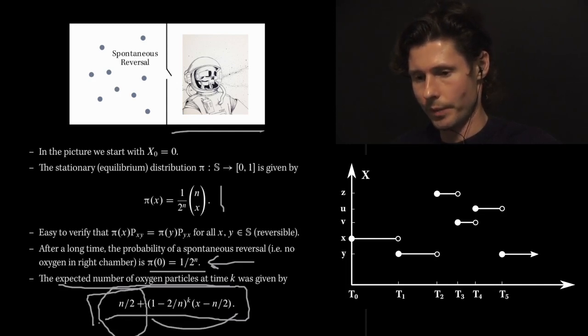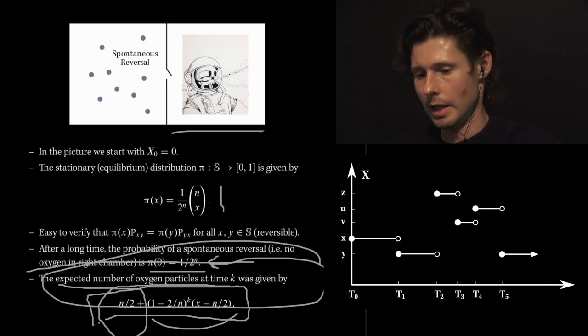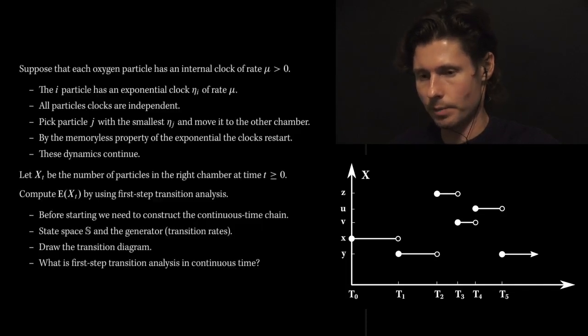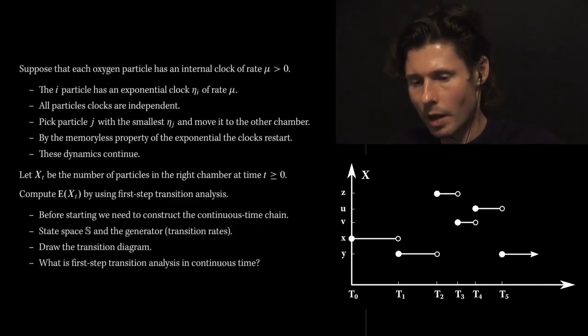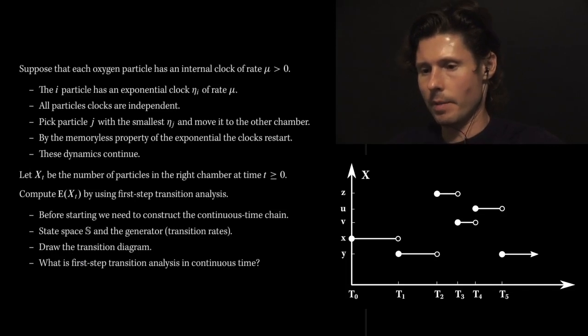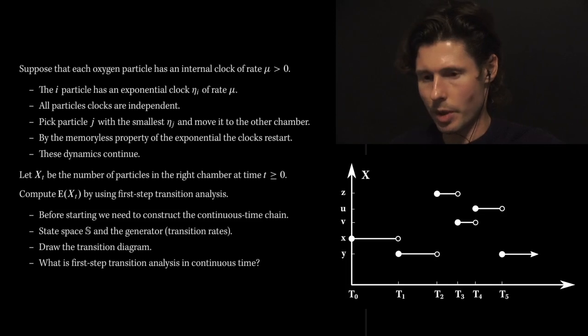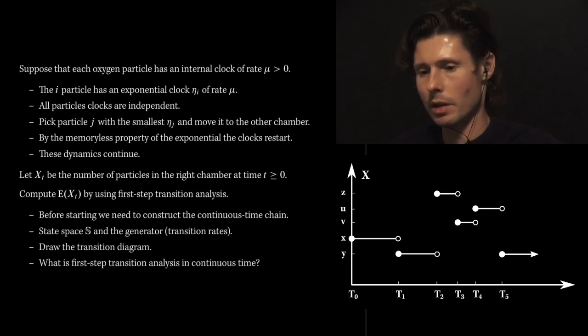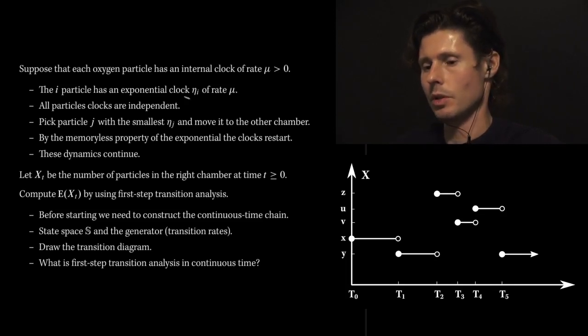We're now going to have to think about what all this means in continuous time, and I'm going to show you how to run this calculation. How do you get the expected number of particles in a continuous time setting? Let's first go over the setting. We have these n particles of oxygen. Imagine that each one of them has a clock. So it has an exponential random variable eta_i of rate mu, each one.